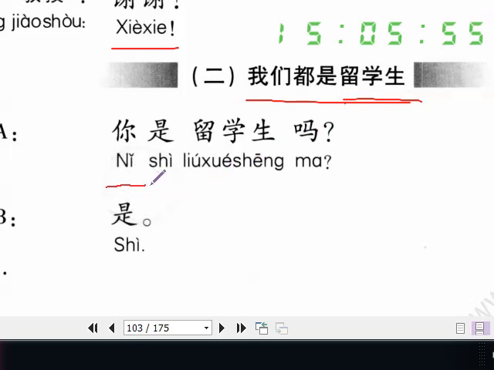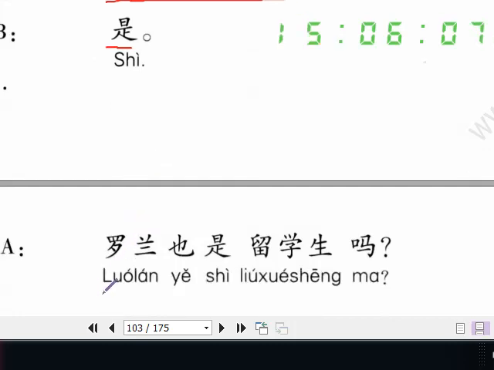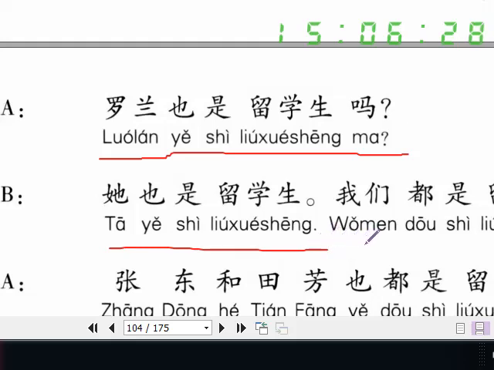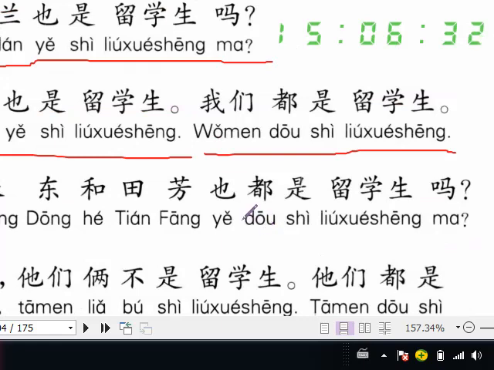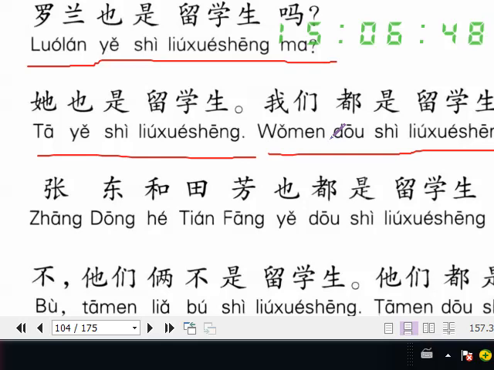So overseas students. 你是留学生吗？Are you overseas student? 是。Yes. 是 this is sample. 罗朗也是留学生吗？罗朗 is also overseas student. 他也是留学生。She is also overseas student. 我们都是留学生。We are all 都是. If two people, 我们俩都是, I think sometimes say two people. Two people you also can say all. But English maybe you say both, we both are.